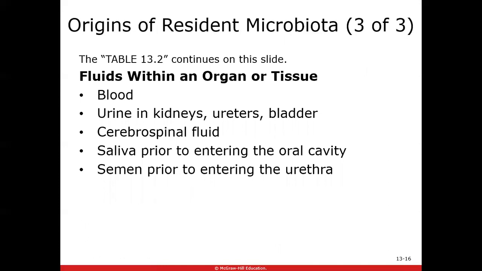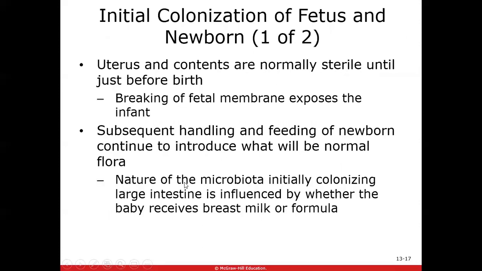Then the fluids within an organ or tissue are free of microorganisms as well. So the fluids in your blood, your urine, your cerebrospinal fluid, and saliva prior to entering the oral cavity. The salivary glands produce saliva and it's microbe-free until it gets into the mouth, where the microorganisms are in the oral cavity. And then the semen prior to entering the urethra.